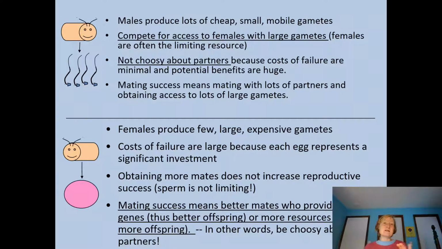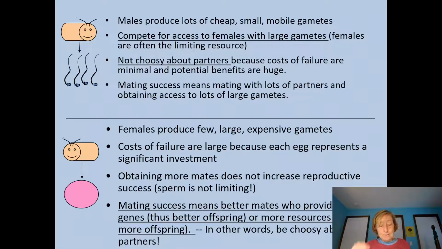On the other hand, females invest a lot more in parenting. So they produce these really large, expensive eggs, right? And it costs a lot to fail. Each egg represents a significant investment. You don't want to waste your eggs. So obtaining more mates doesn't really help your reproductive success. Obtaining better mates helps your reproductive success. So females attempt to find better mates who might provide better genes or better resources or take better care of their young, etc. So females are going to be choosy about their partners.